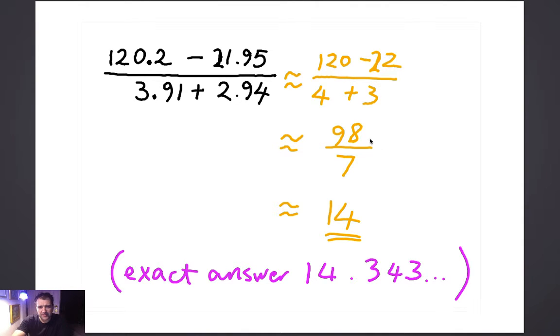So altogether that's approximately 98 divided by 7, which is 14. So just by rounding the different numbers appropriately, I've estimated that the whole thing comes to 14. And actually when you work it out exactly, it's 14.343. So we weren't far off.